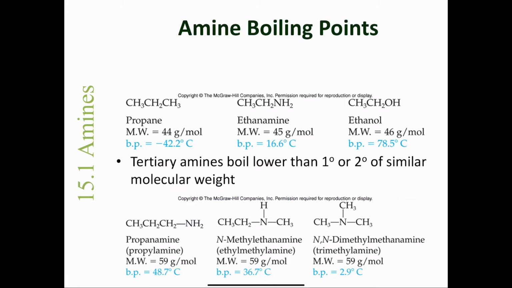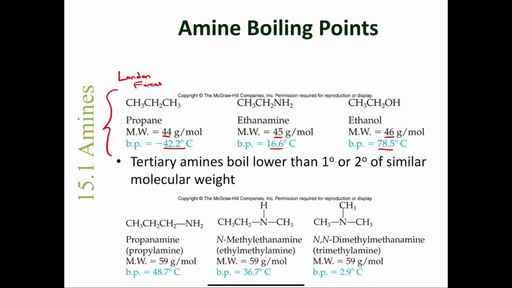Another interesting trend seen here at the top, it's comparing propane, ethanamine, and ethanol. All three of these compounds have molecular weights which are very similar. And you can see that propane, the alkane, has a very low boiling point. That's because it only experiences London forces. It is a hydrocarbon, therefore it is a nonpolar molecule. But then when we get into ethanamine and ethanol, you can see the boiling points increase a lot.